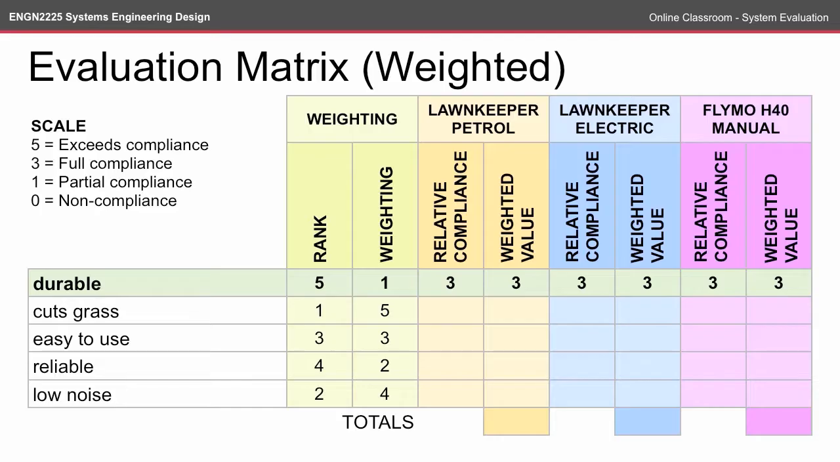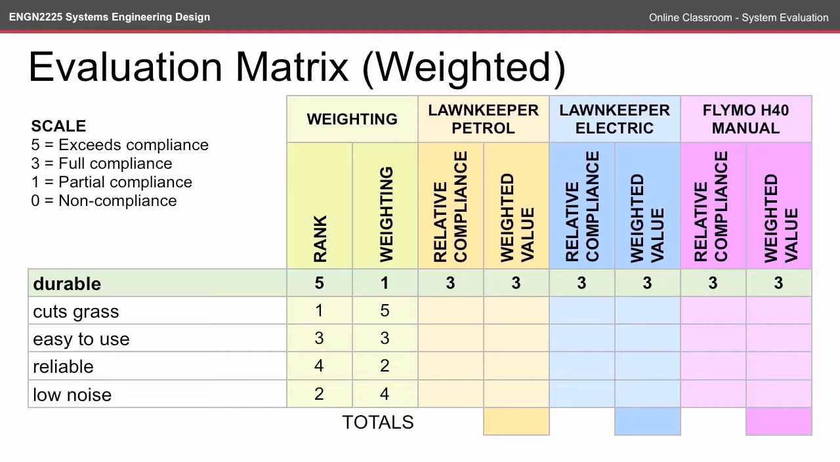Note the scale that we're using provides a 5 for exceeds, 3 for full, 1 for partial, and 0 for non-compliance. For the durable customer requirement, I've given the petrol lawnmower a relative compliance of 3, which is full compliance.